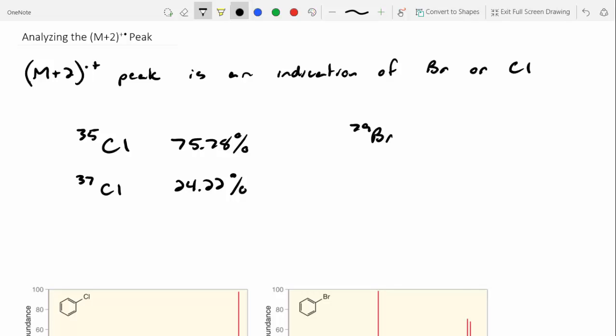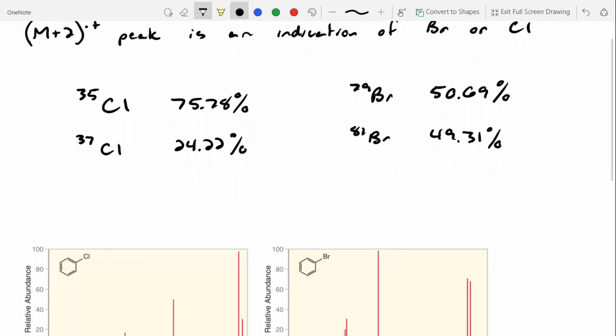Same thing with bromine. The most abundant form of bromine is bromine 79, and it's present 50.69% of the time. And then bromine doesn't really have bromine 80, but there is bromine 81 in a high abundance, and this is abundant 49.31% of the time. Where is chlorine 36? It exists, but it's so unabundant, I'm not even listing it. It's a tiny, tiny fraction.